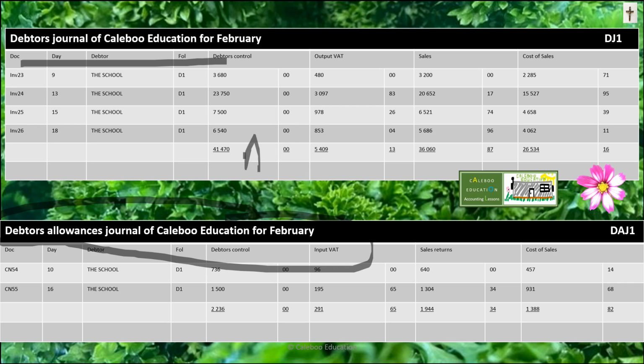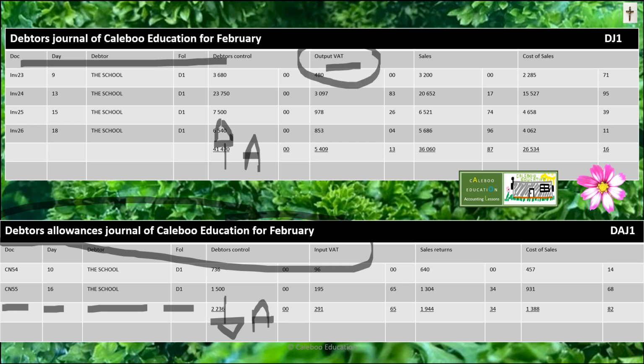Debtors control, that was an asset. When items are returned to us, there would have been an increase in assets. This here is now a decrease in assets. Remember, you've got columns for document, day, and you've got here the debtor. There's the folio reference of the debtor. Now look at this.